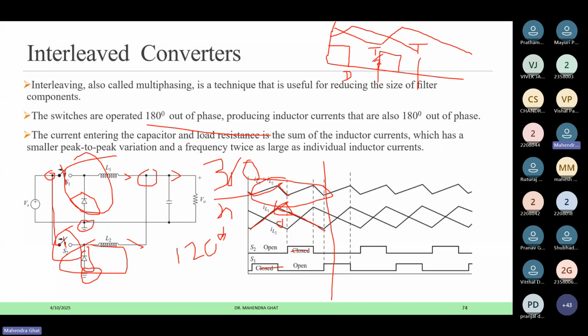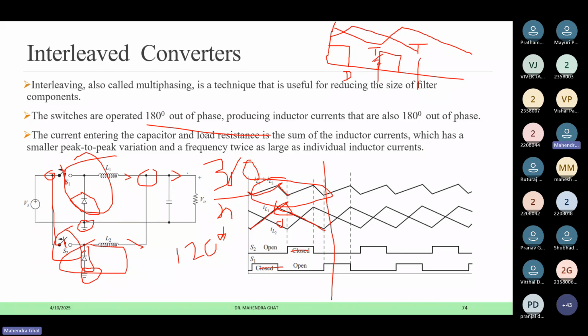Got the concept of interleaving? Or is any clarity required for this? Anyone? Hello? Am I audible? Yes, sir. You are audible. Okay.